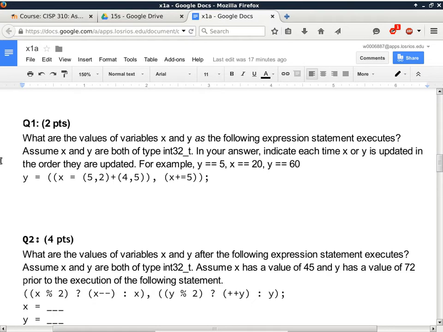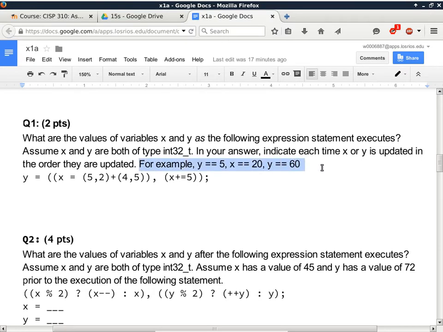All right, so let's go ahead and get started with this one. What are the values of the variables x and y as the following expression statement executes? In other words, I'm not just looking at the final answer, but I also want you to tell me whenever something is updated, how it is updated. What is updated to what value, in what order? So there are 3 whats that you have to answer. The easiest way is to indicate, okay, y gets a value of 5 first, and then x gets a value of 20, and then y gets another value of 60. Now this is really just an example, and obviously that is not the answer.